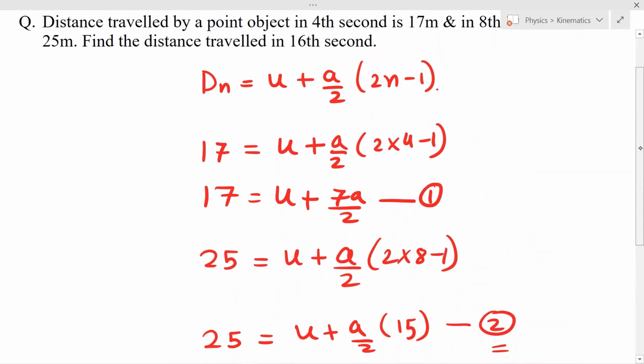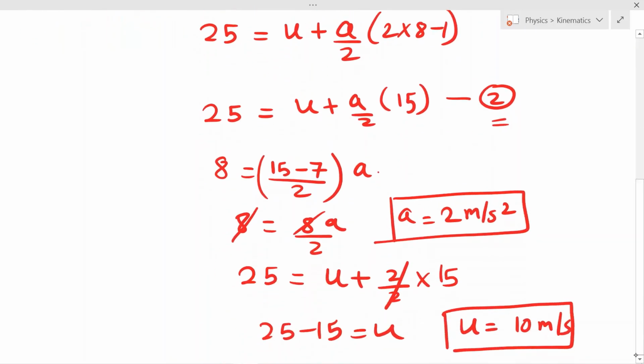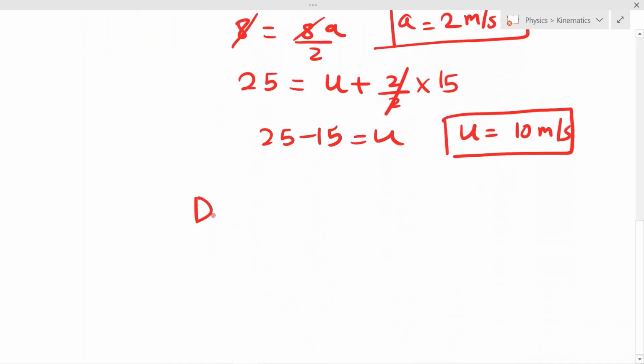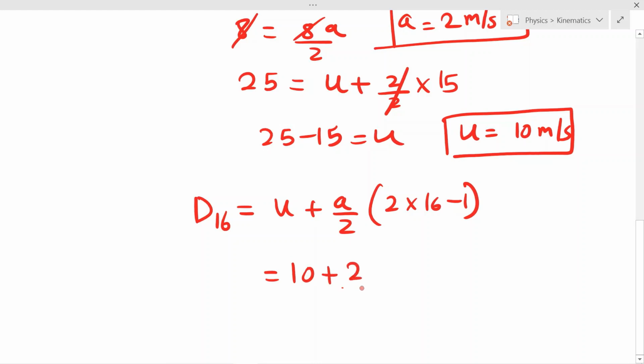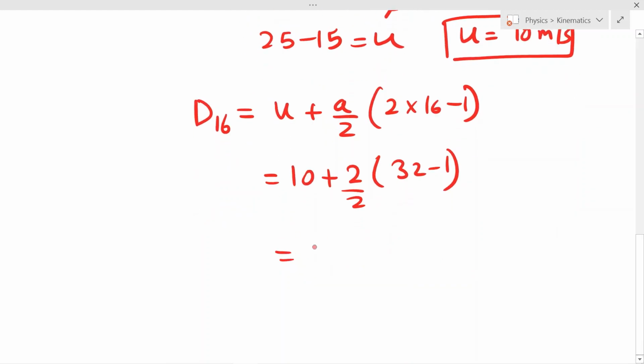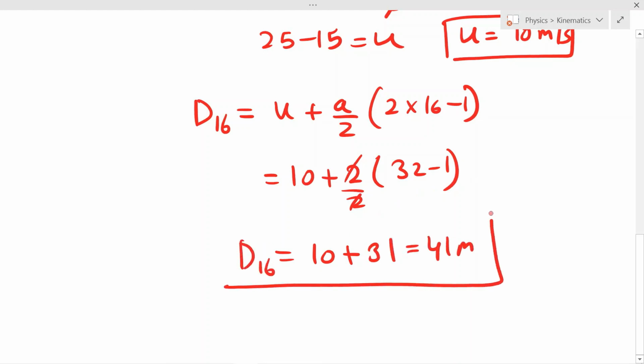So what is the distance traveled in 16 seconds? Use this formula. Again, what is d16? So d16 will be u plus a by 2 into 2 into 16 minus 1. So this will be 10 plus 2 by 2, because a is 2, into 32 minus 1, which is 31. So this will be 10 plus, this 2 gets cancelled. So this is 31. So this will be 41 meter. So distance traveled in 16 seconds is 41 meter.